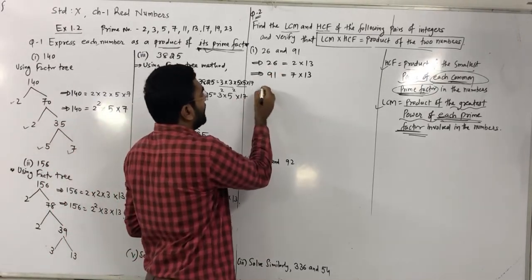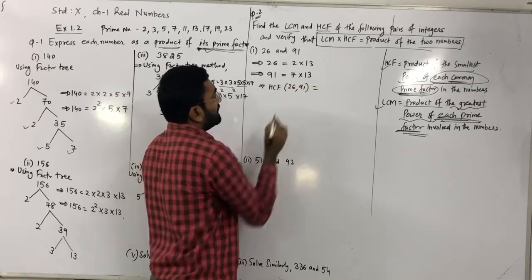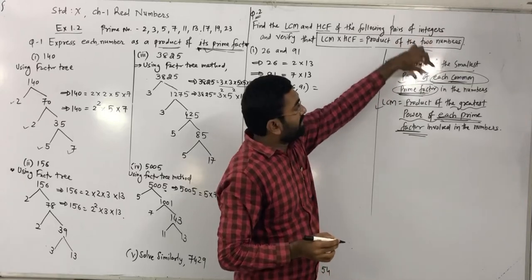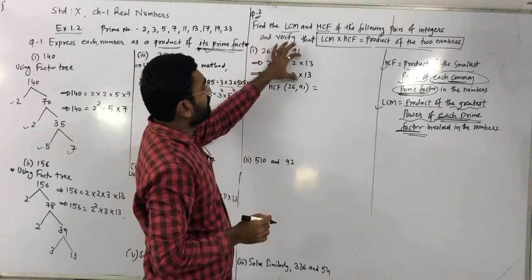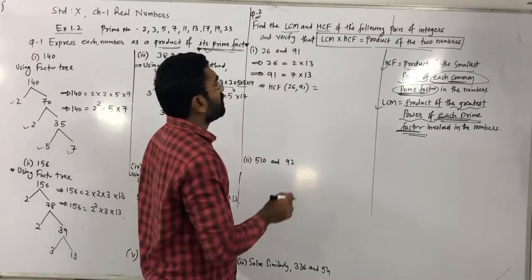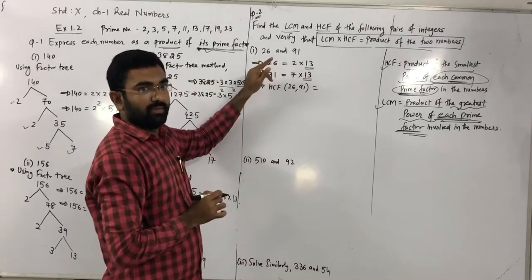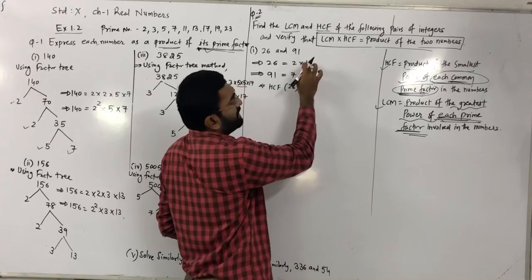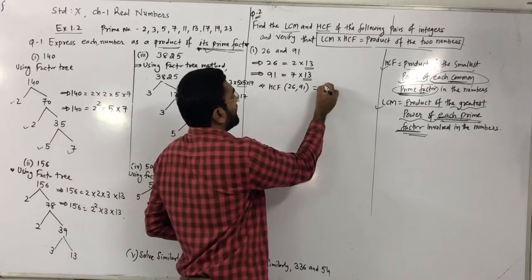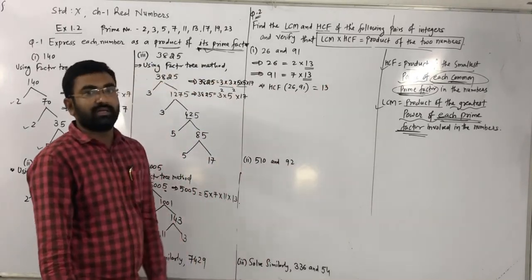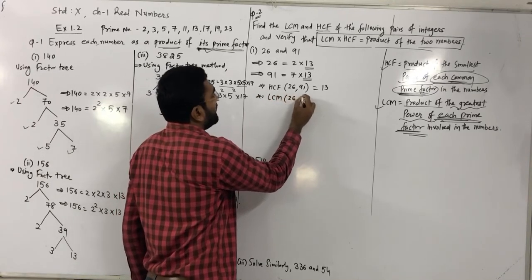So first we find the HCF. HCF of 26 and 91: as we defined, we take the product of the smallest powers of common prime factors. Observe the prime factors of the two numbers: 13 is the common prime factor, which comes in both numbers, right? There is only one such number, so we do not need to multiply it with anything. So the HCF of 26 and 91 is 13. Another thing, we have to find the LCM of 26 and 91.